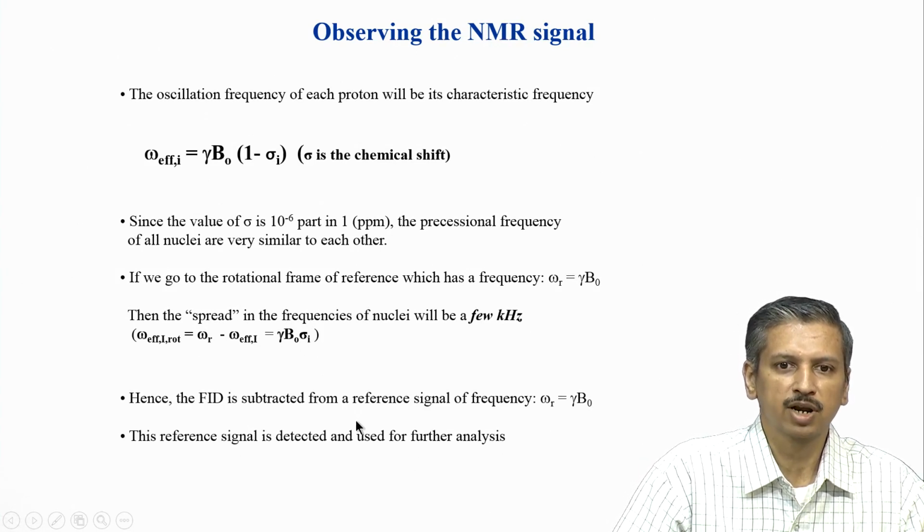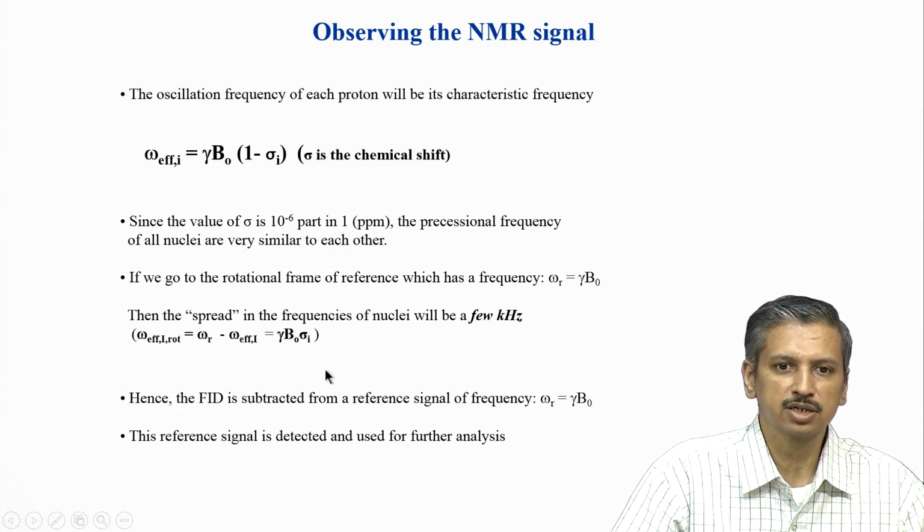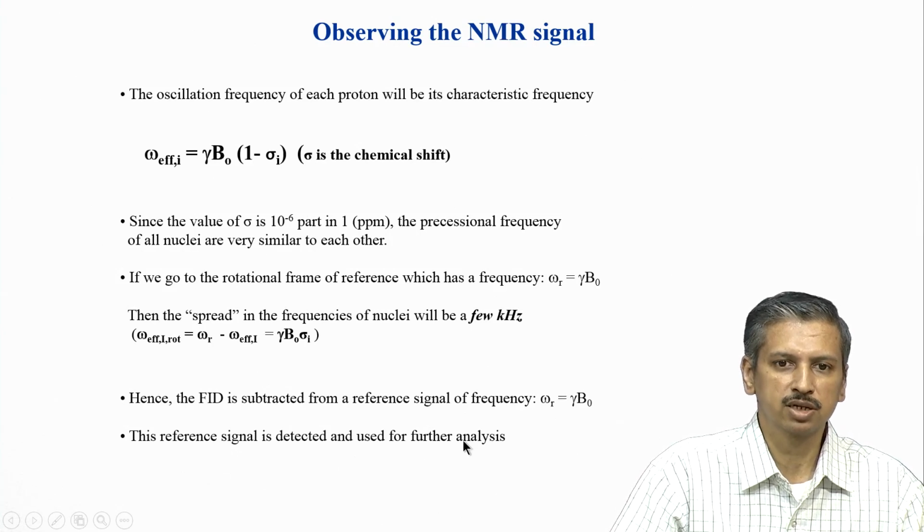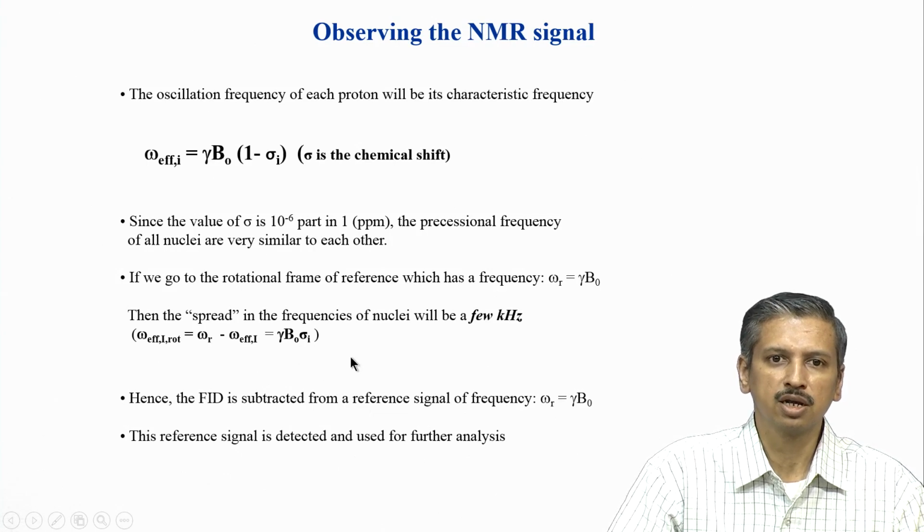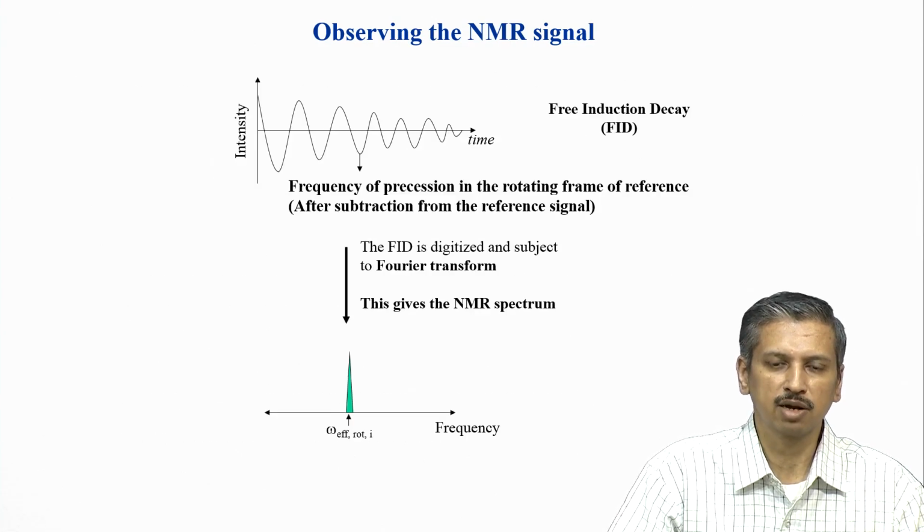Hence, the FID is subtracted from the reference signal. This is what is typically done for detection. We do not directly detect the signal, that is the FID, as such. The FID is subtracted before digitization from the reference frequency, which is nothing but the megahertz rotating frame of reference, and the resulting signal is detected and used for further analysis. That is basically how NMR signals are practically detected, and now we will look at an example of how we can get multiple signals.